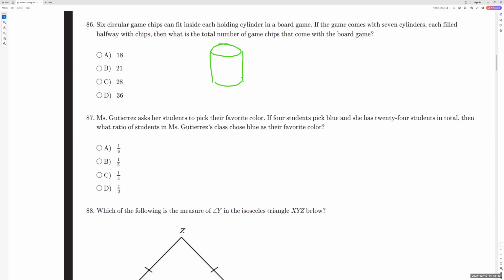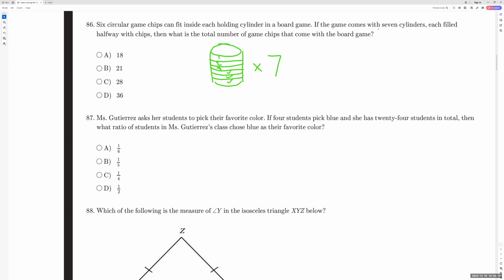So 1, 2, 3, and then 4, 5, and 6. I think I got it. Okay, so that's 6. 1, 2, 3, and then 4, 5, 6. Okay. They are 7. So whatever this is times 7.